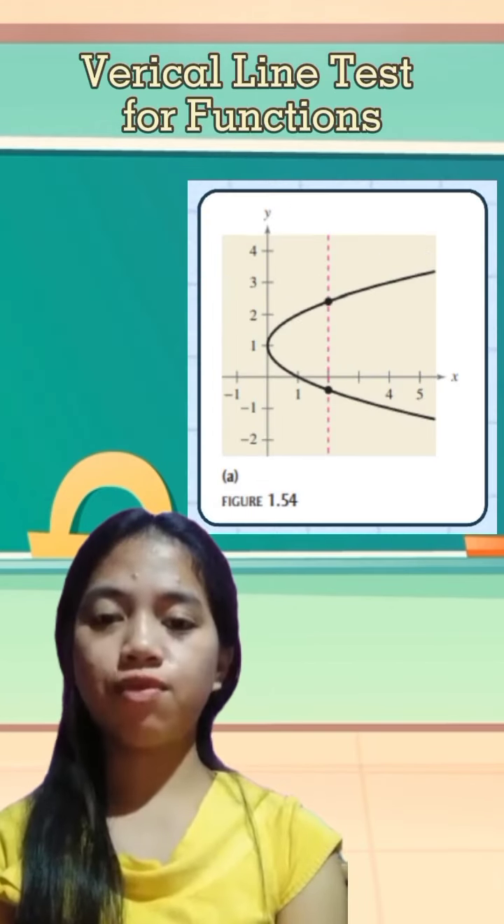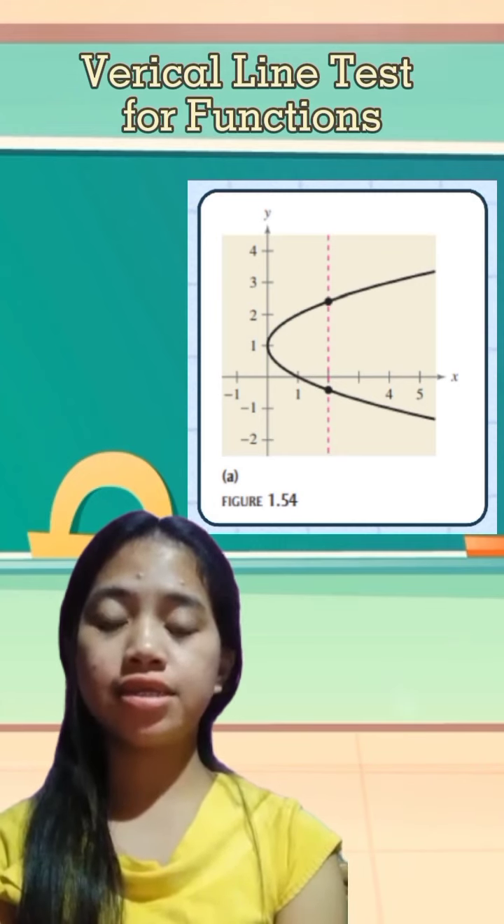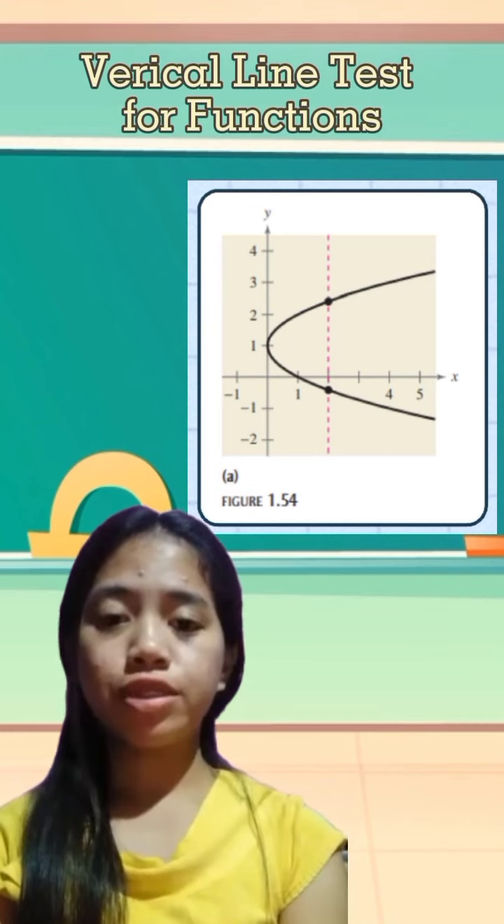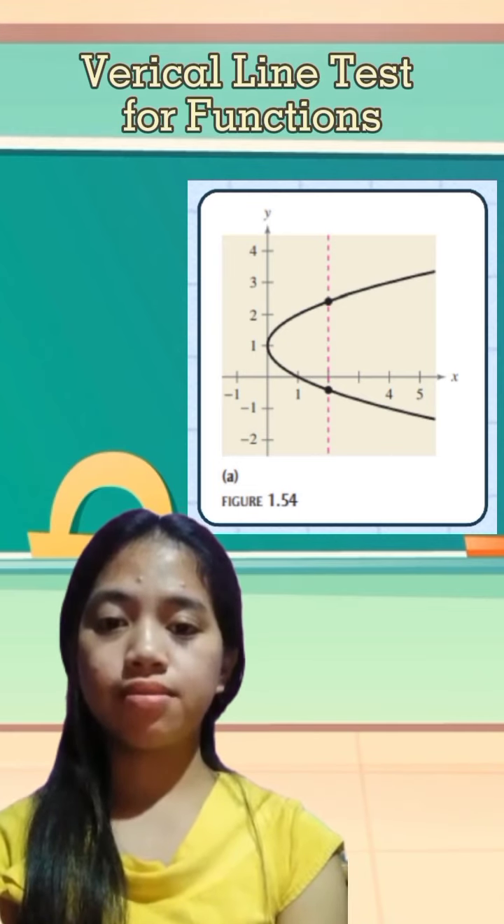This is not a graph of y as a function of x because you can find that the vertical line intersects the graph twice. That is, for a particular input x, there is more than one output y.